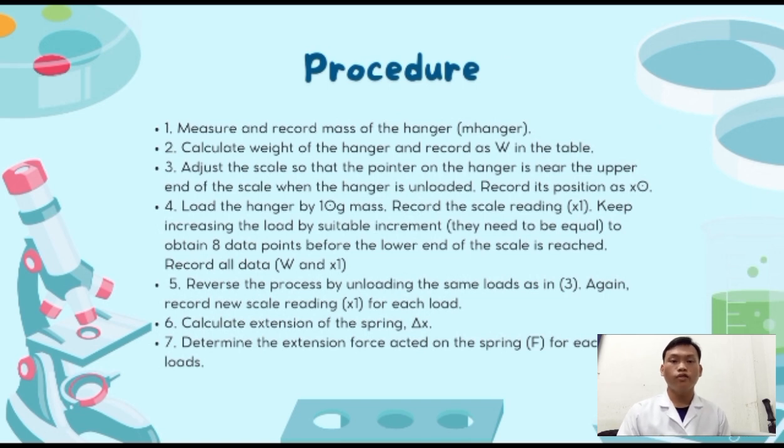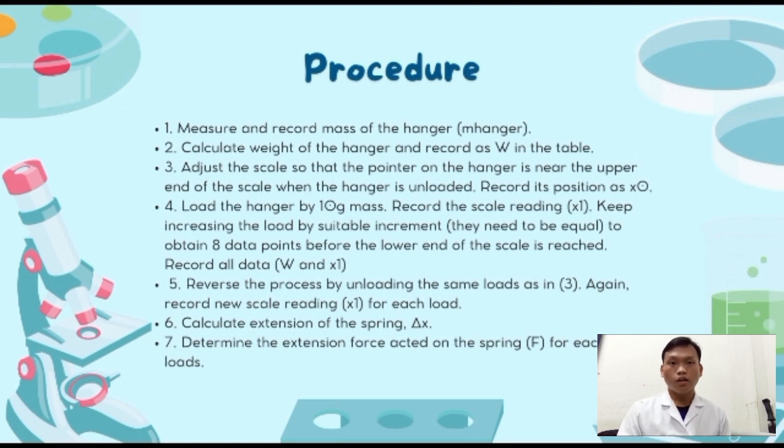Next, we have the procedure. First things first, measure and record the mass of the hanger. Second, calculate the weight of the hanger and record it in the table. Third, adjust the scale so that the pointer on the hanger is near the upper end of the scale when the hanger is unloaded. We record its position as X0.